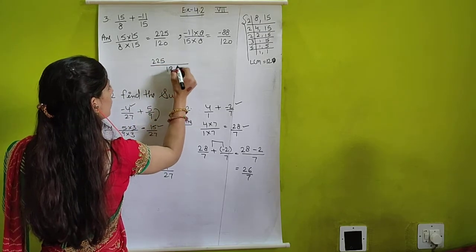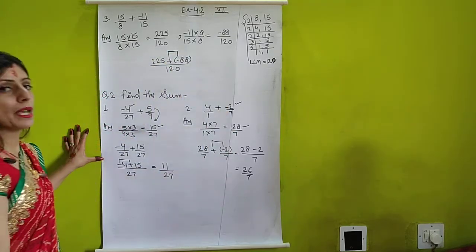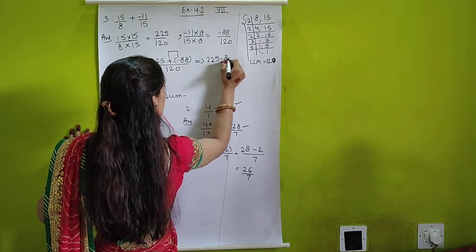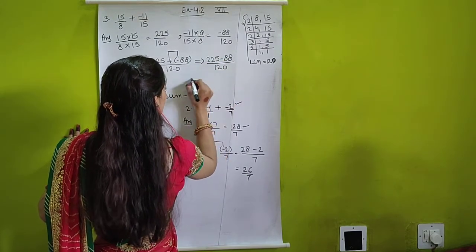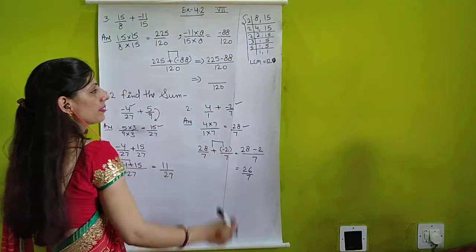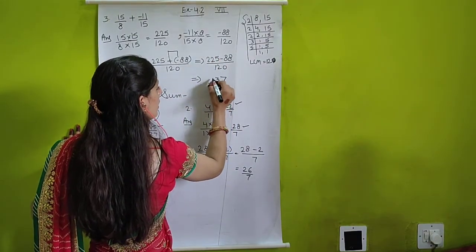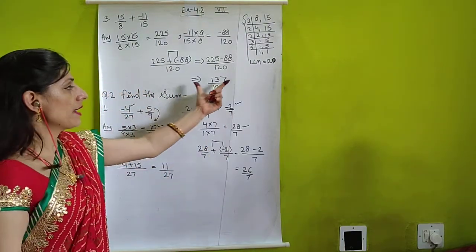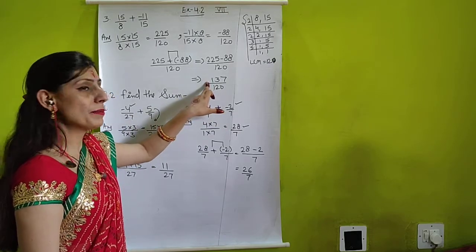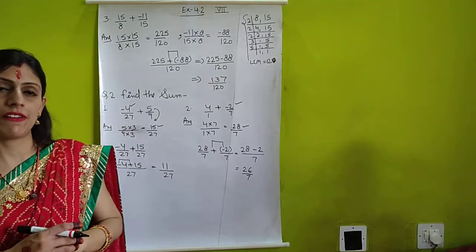225 upon LCM 120 plus minus 88. Now plus minus will be minus. Then 225 minus 88 upon 120. Now students, you will subtract. Then what will come? 15 minus 8, then what will come? 7. Then here 1. 11 minus 8, 3. And then 1. And 137 upon 120 will be your answer. And the sign with 137 will be plus, because here the greater number is 225 and the sign of 225 is plus.